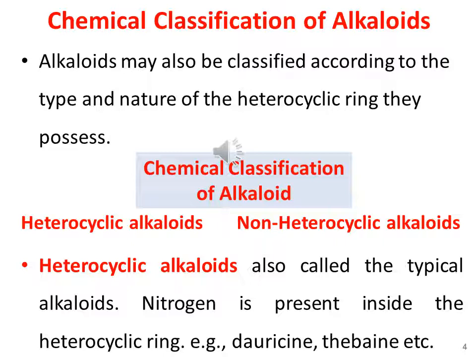So according to chemical classification of alkaloids, alkaloids are classified into heterocyclic alkaloids and non-heterocyclic alkaloids. Non-heterocyclic alkaloids are those alkaloids that don't have nitrogen present inside the heterocyclic ring. The nitrogen may or may not be present outside the heterocyclic ring. These two classes are further subdivided into different classes. Let us discuss them one by one.